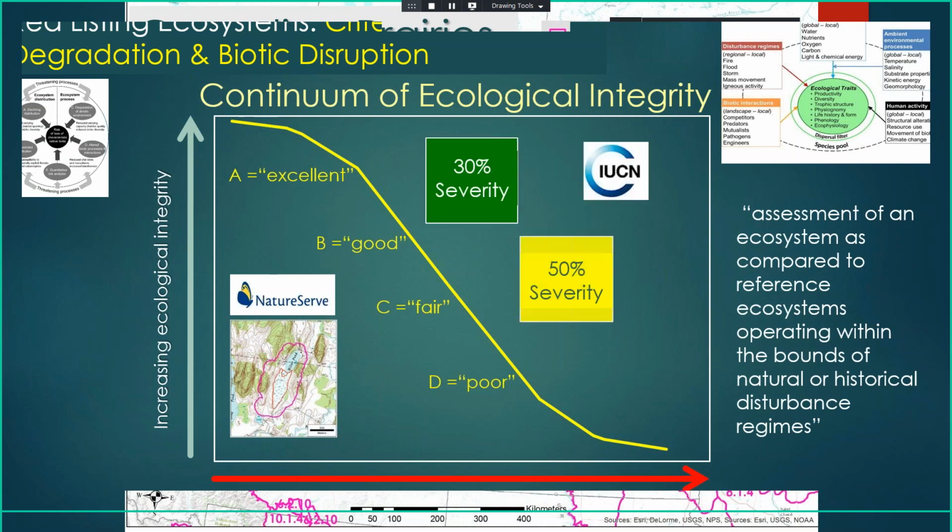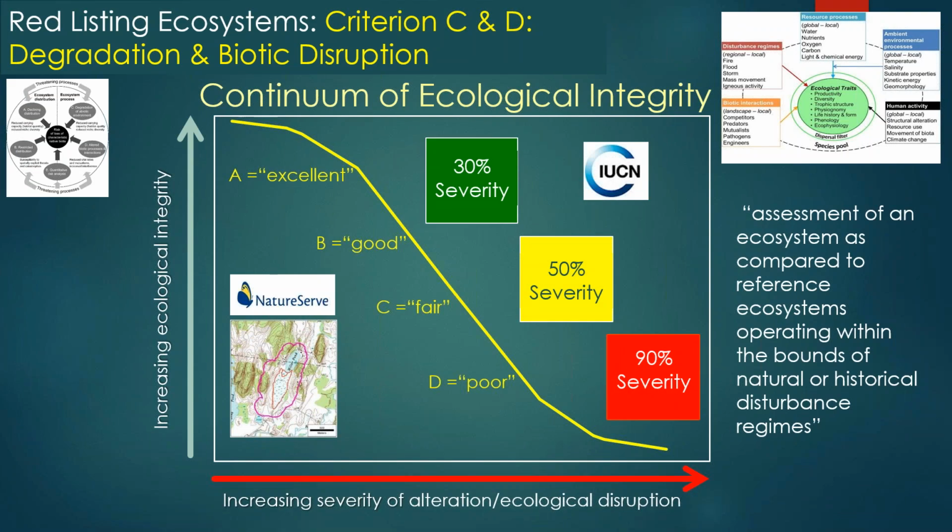For many years, we've been attempting to characterize this relative condition of locations where we would put things on a continuum. Call this our continuum of ecological integrity, where we would say, a very high quality example we've documented in the field is an A-ranked example, all the way down to a D-ranked, very poor example. So the IUCN framework is really attempting to characterize the same thing. It's just using some different language.